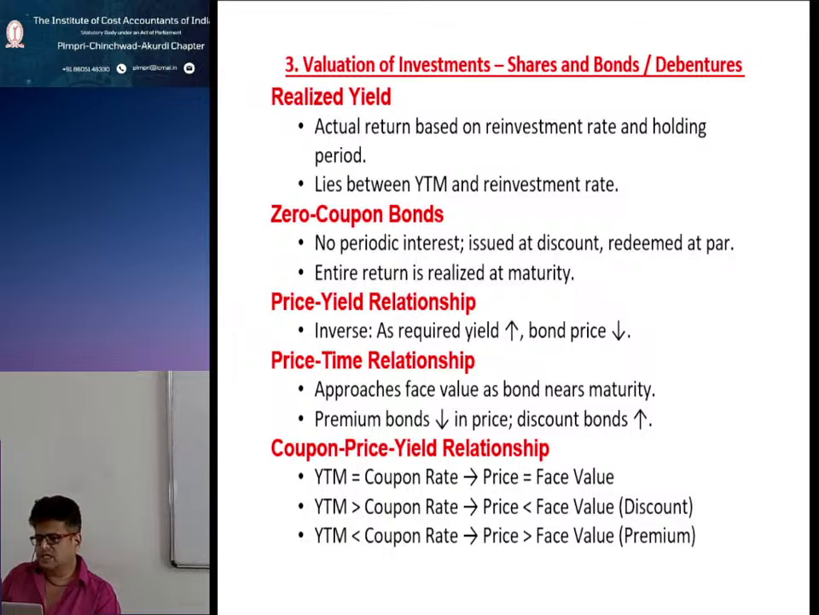The price-yield relationship is inverse: as required yield increases, bond prices reduce. In the price-time relationship, the price approaches face value as the bond nears maturity; a premium bond decreases in price while a discount bond increases. In the coupon-price-yield relationship, when YTM equals the coupon rate, price equals face value. If YTM is more than the coupon rate, price is less than face value, that means at discount. And if YTM is less than the coupon rate, price is more than face value, that is at premium.